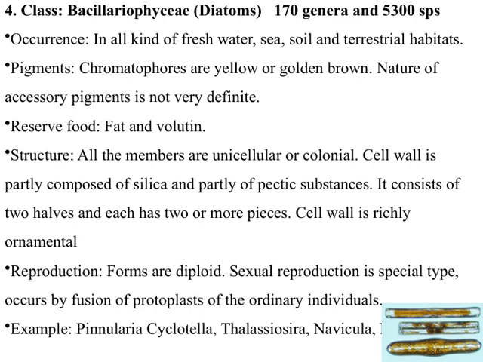When it comes to reproduction, diatoms are diploid and reproduce sexually through a special process involving the fusion of protoplasts from individual cells. This process is quite distinctive among algae, adding to their biological interest. Some common examples of diatoms include Pinnularia, Cyclotella, Thalassiosira, Navicula, and Nitzschia.